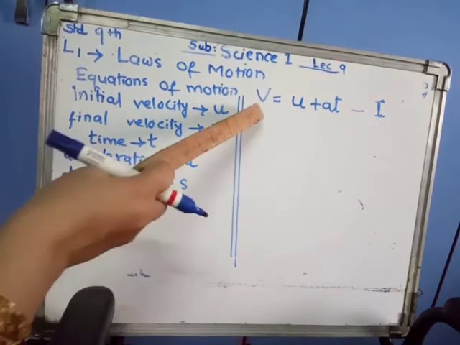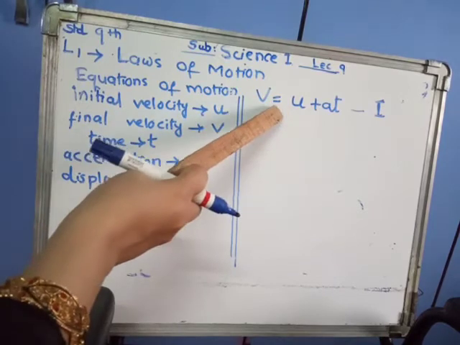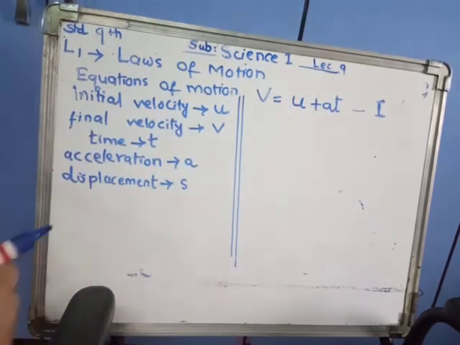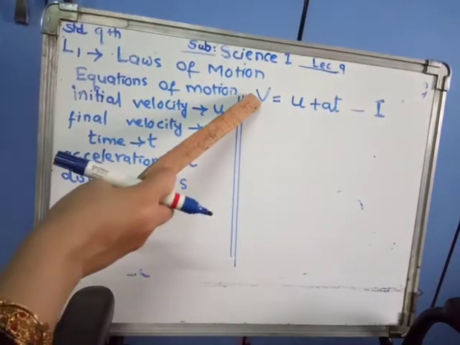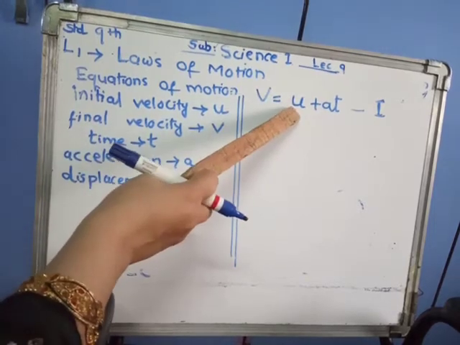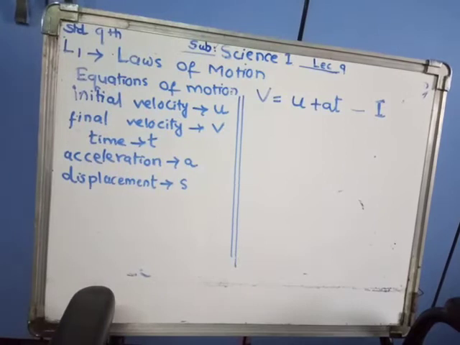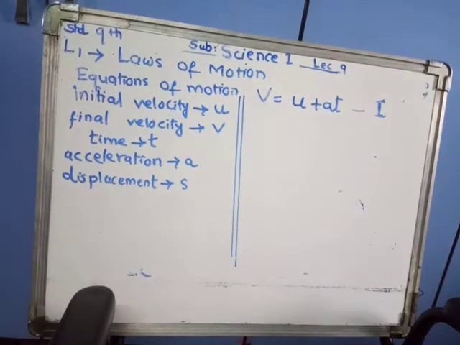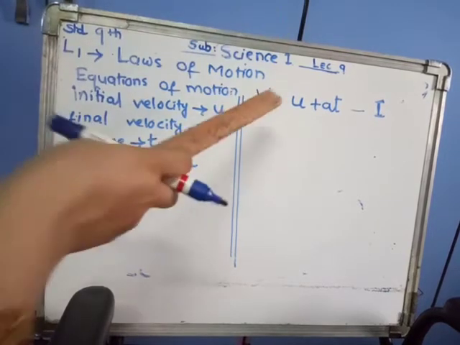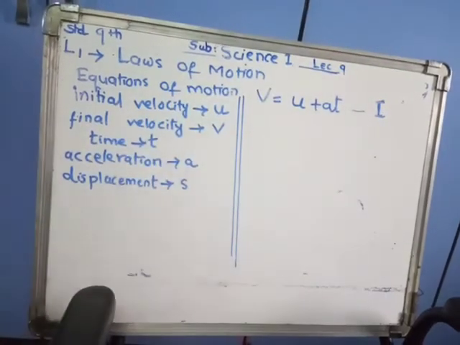The first equation is v = u + at. v is the final velocity, u is the initial velocity, a is the acceleration and t is time. This is the equation which denotes the relation between velocity and time. This is also known as the velocity-time equation of motion.